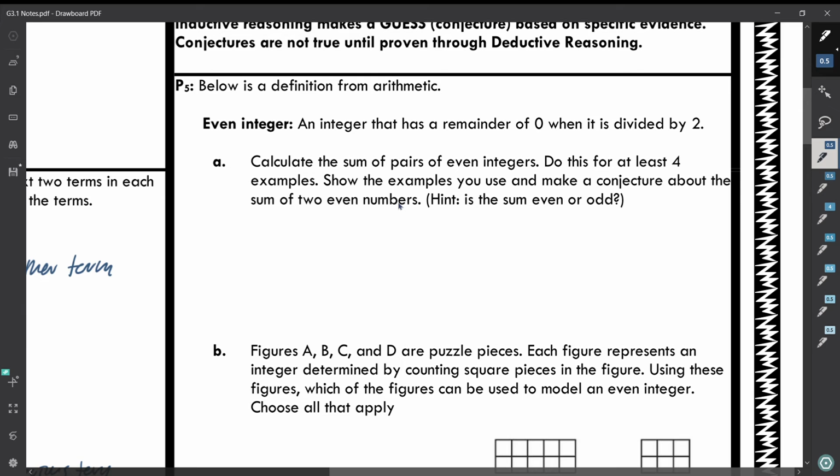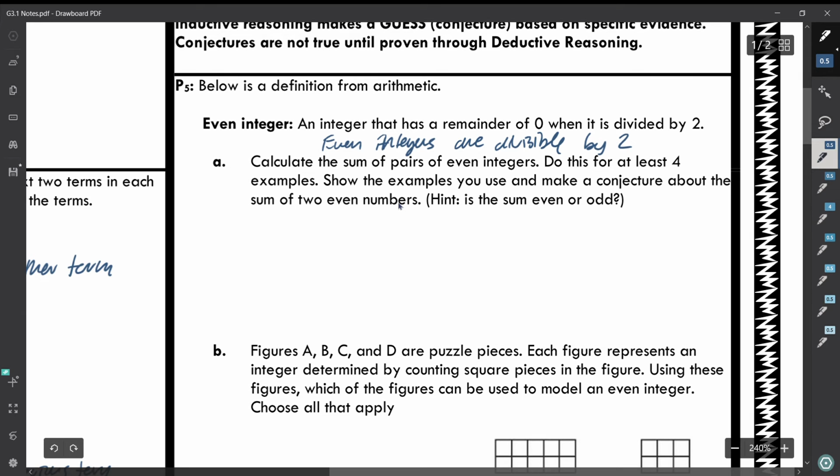So our definition from arithmetic says that an even integer is an integer that has a remainder of 0 when it is divided by 2. Okay? So, meaning every even integer is divisible by 2, right? If you don't remember what an integer is, it's a whole number: positive and negative whole numbers, and 0. Okay, that's what integers are.